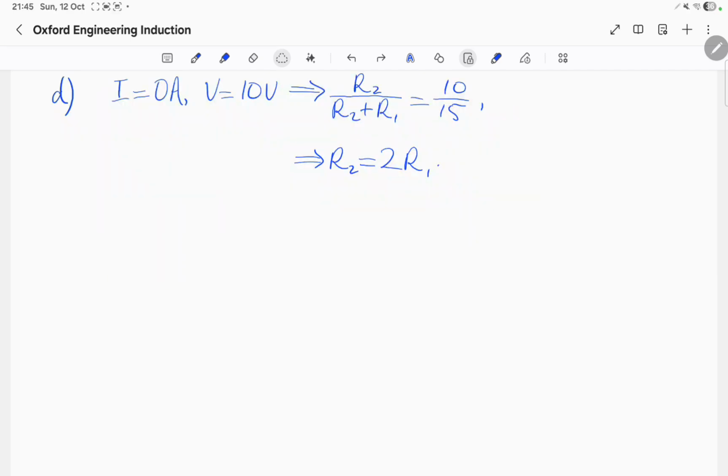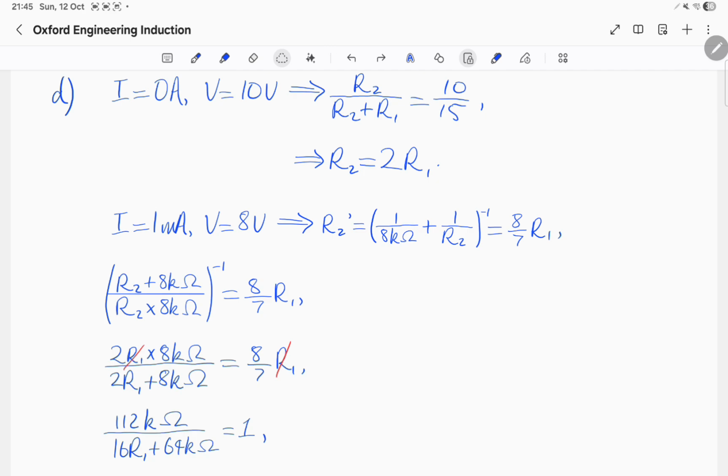Now we'll move on to part D. Firstly, we'll look at the case where the current is 0 and the voltage is 10. This implies that R2 over R2 plus R1 is equal to 10 over 15, and this can be solved to give R2 is equal to 2 R1.